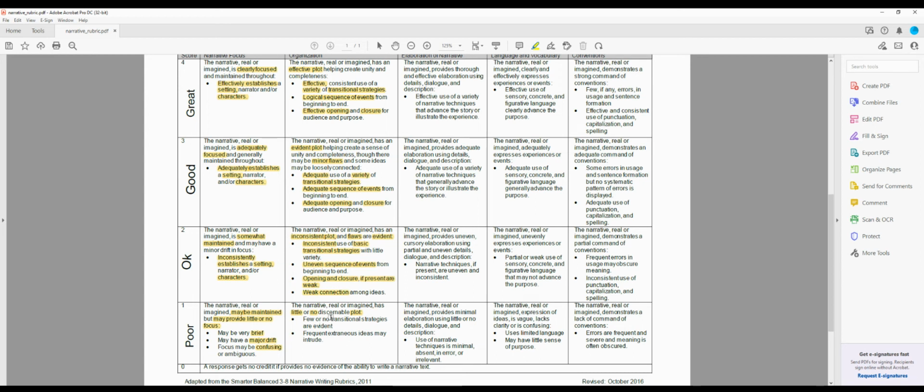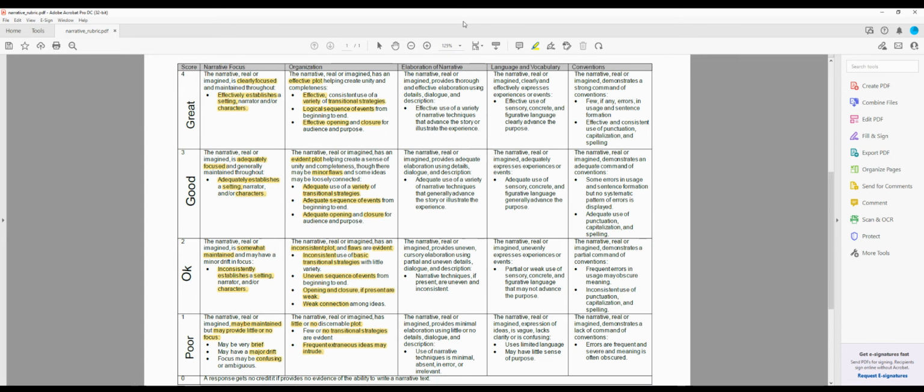For a 1 paper, there are few or no transitional strategies. And there's frequent extraneous ideas, and those may intrude. So what that means is that there's a lot of extra information here that has nothing to do with your narrative, and it's just information in there. I haven't seen a whole lot of that this year. Maybe the transitional strategies are missing, but many of you do a pretty good job at using your pre-writing to set up your draft.